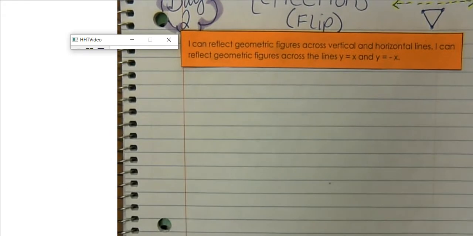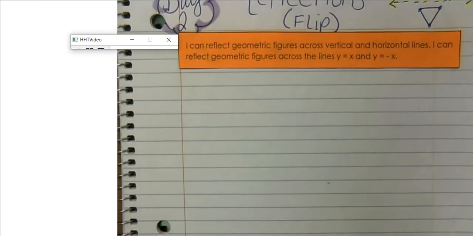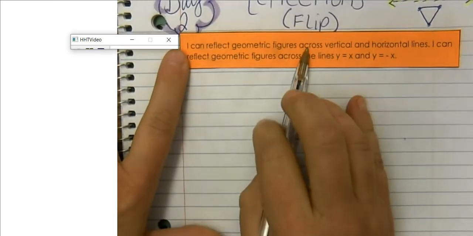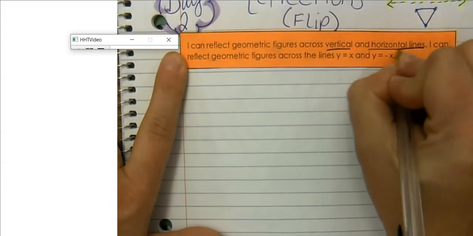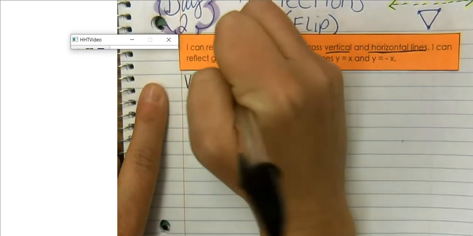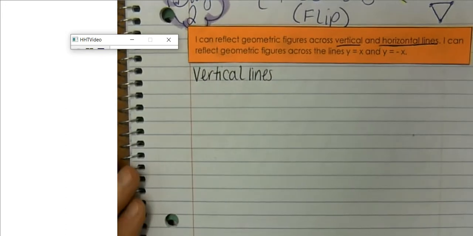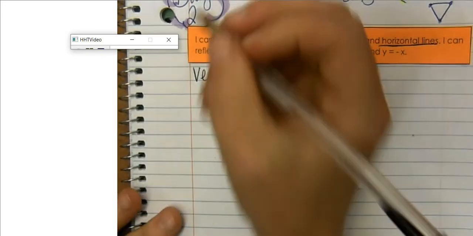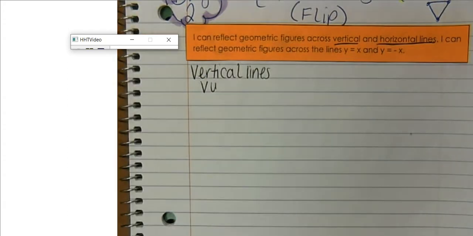Okay, so let's go ahead and talk really quick about our I can statement before we move on. Our I can statement says that I can reflect geometric figures across vertical and horizontal lines. So vertical lines are something that you graphed when you were in Algebra 1. Vertical lines follow a phrase that I like to call VUX, V-U-X.